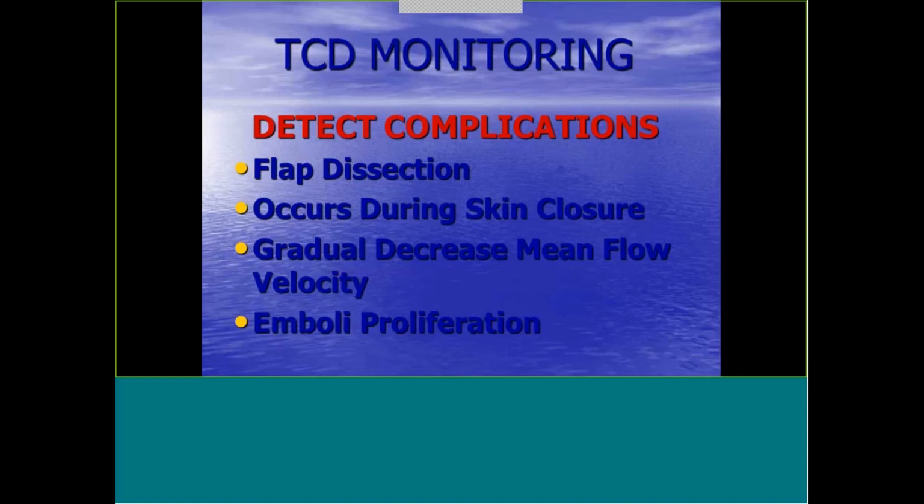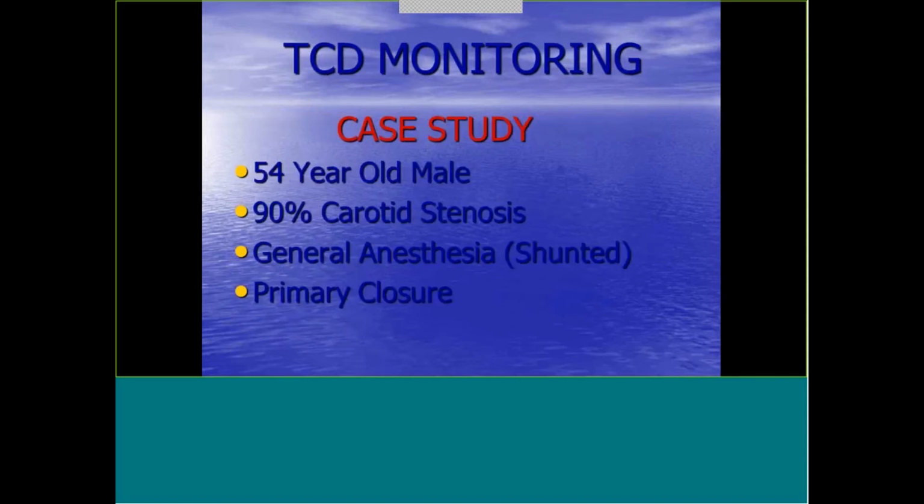So it's at the end of the procedure. You're going to have a gradual decrease in mean flow velocity and some emboli proliferation. And you've got to let people know. And this is an actual case study that I want to present to you today. This is a 54-year-old. He had a 90% carotid stenosis. We did him under general anesthesia, and he was shunted because he did not have good collateral flow pattern.